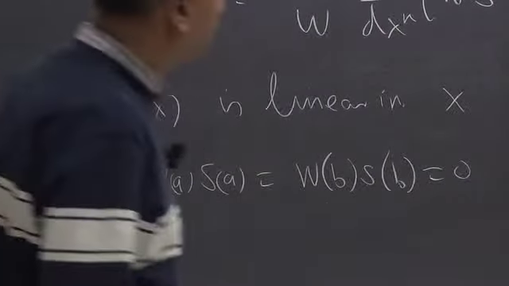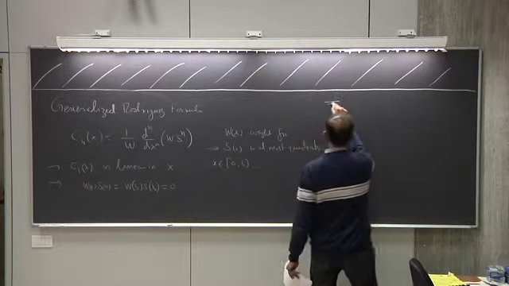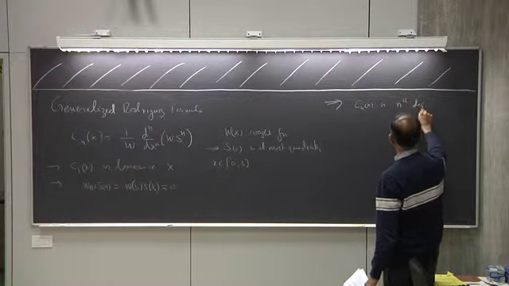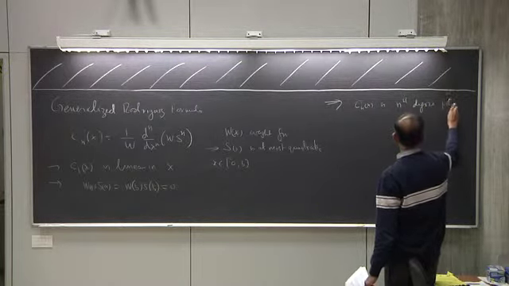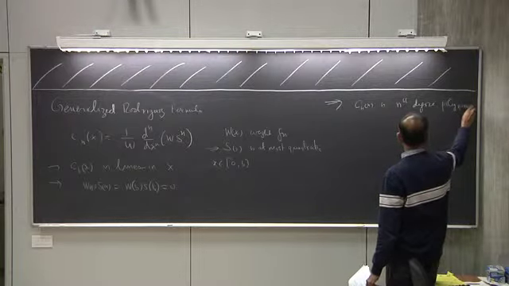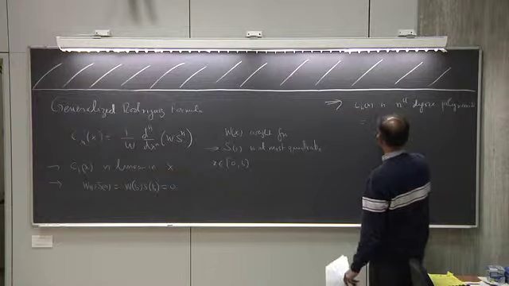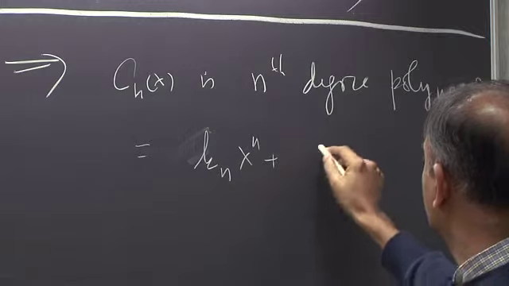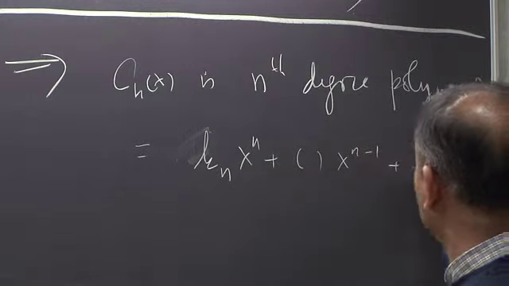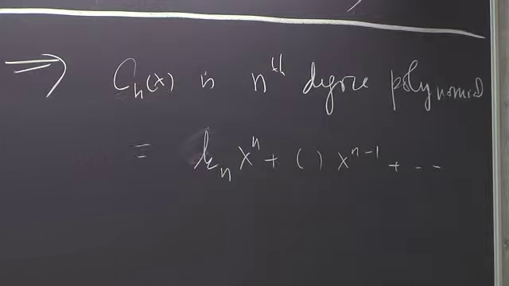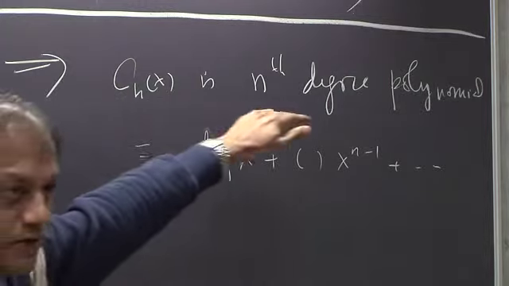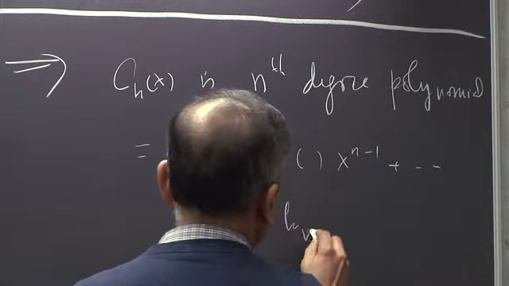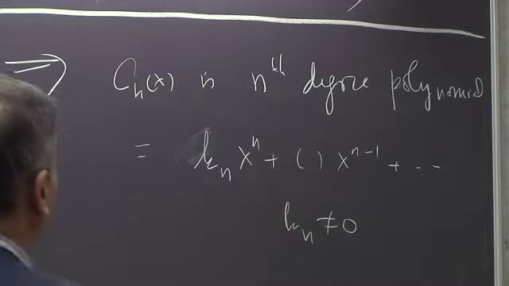And with these conditions, we showed several things. One was that Cn of x is an nth degree polynomial. In other words, this was some kn x to the n plus lower terms, plus some coefficient times x to the n minus 1 and so on, where this kn is not 0. So this is really an nth degree polynomial, exactly nth degree, not less. So this kn is not 0.